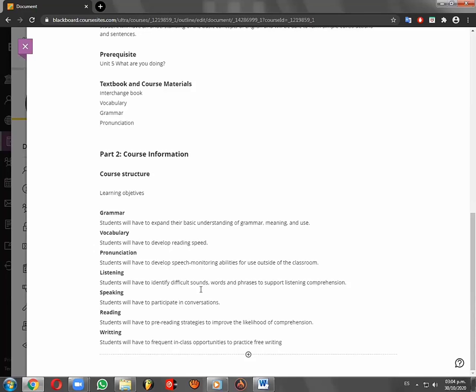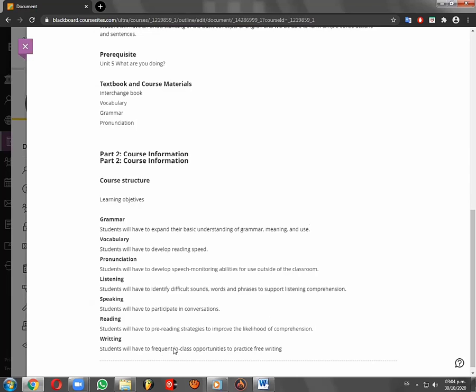The students will also have to participate in conversations and also some videos that later we can show you. And the students will have to use pre-reading strategies to improve the likelihood of comprehension. And the last one, the students will have frequent in-class opportunities to practice free writing.